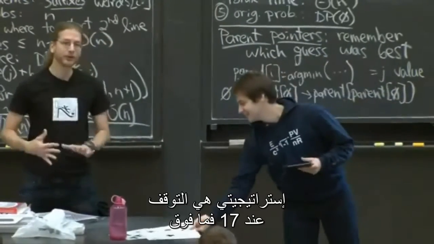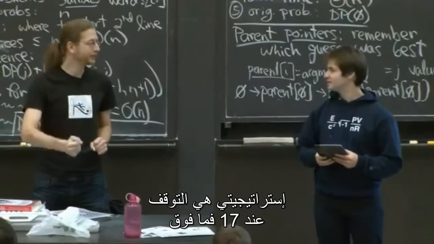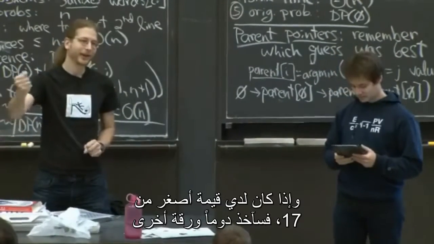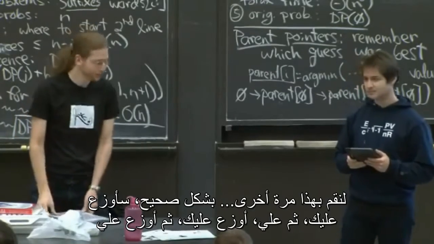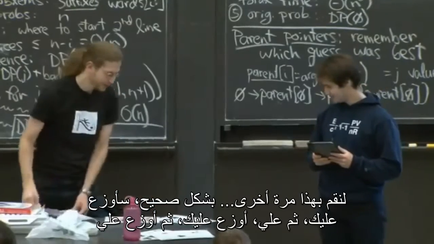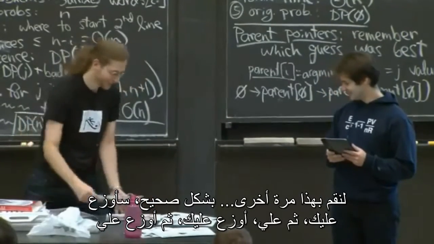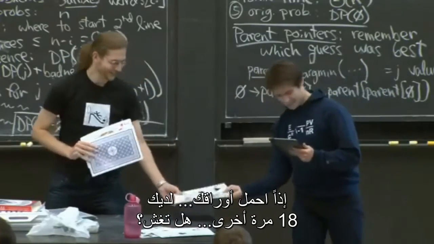My strategy is always stand on 17 or higher. And if I have a value less than 17, I always take another card. So let's do it one more time to get it right. So I'm going to deal to you, deal to me, deal to you, deal to me. So hold up your cards. You have 18 again.